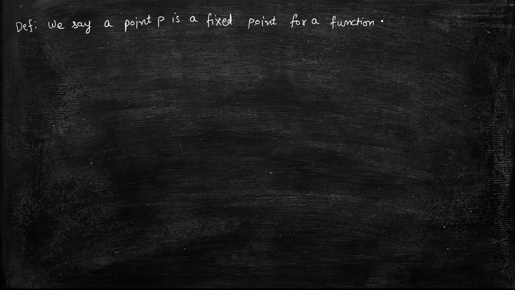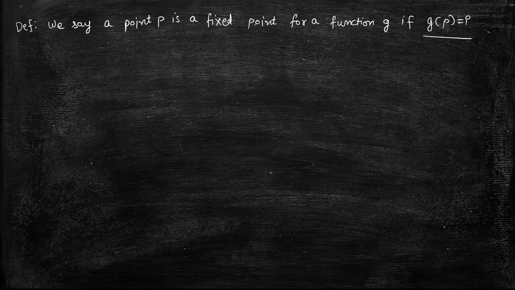Now we are going to learn a very powerful technique known as fixed point iteration, and for that we first need to define what is a fixed point. So, definition: we say a point p is a fixed point for a function g if g of p equals p. Very simple definition. So in this method, we will find a fixed point for a given function g.